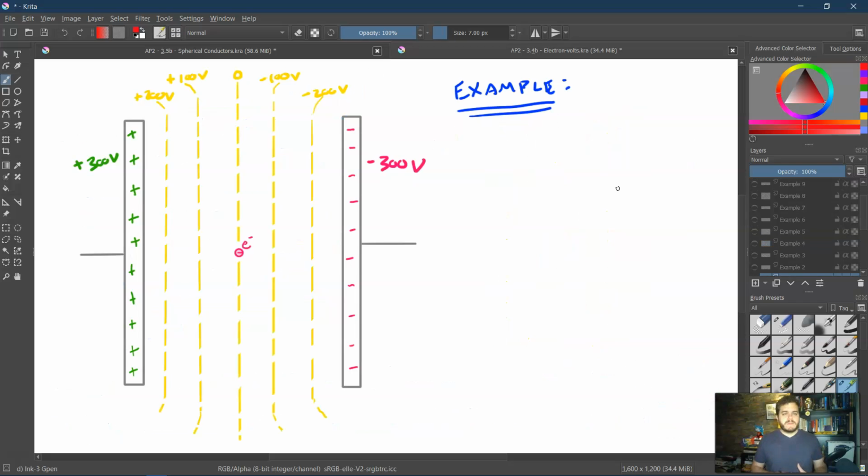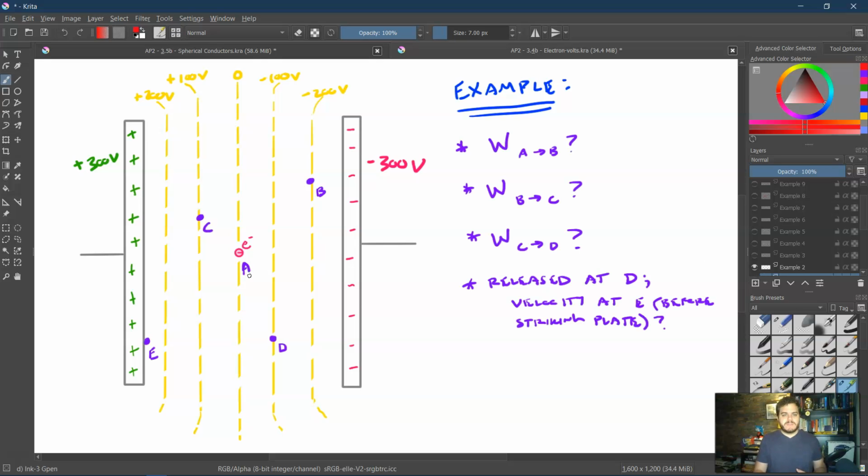So let's look at a brief example. I've got two plates here, one at positive 300 volts, one at negative 300 volts. I've got these equipotential lines in between. I've labeled the values up here. And we have an electron starting at this 0 position. And let's say specifically, we're going to call that position A, and we're going to say we have position B, C, D, and E.